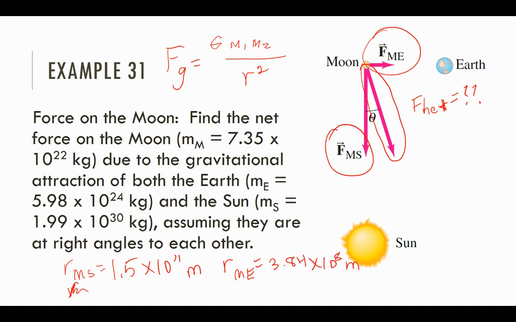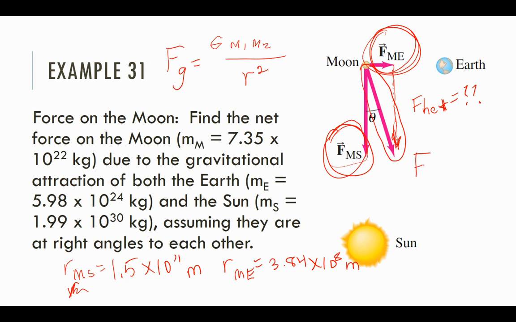With those two values, see if you can solve for the gravitational force between the moon and the earth, and the gravitational force between the moon and the sun. Once you have those two values, remember the force between the moon and the sun can be written out here as this vector, and then you can treat that as a right triangle and just use a squared plus b squared is c squared. So go ahead and solve these as two separate problems.